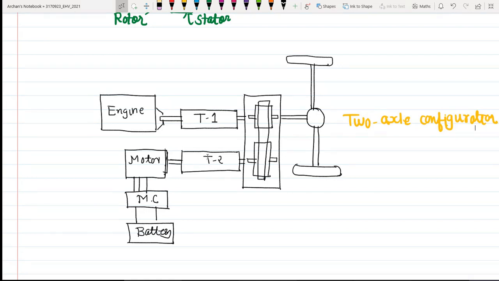Now here, in this case, suppose these transmissions are single gear transmissions. Okay, so a single gear transmission T1 and a multi-gear transmission T2 may also be used. Okay, in the previous case that we have discussed, T1 is also multi-geared and T2 is also multi-geared. Now another possibility is that T1 may be single geared and T2 may be multi-geared. Okay, so in that case our tractive effort and speed profiles will be different.